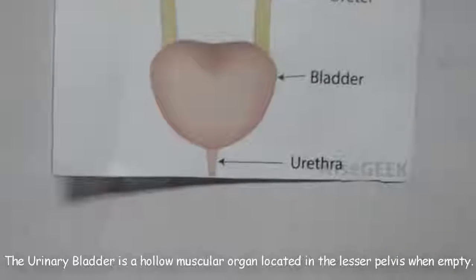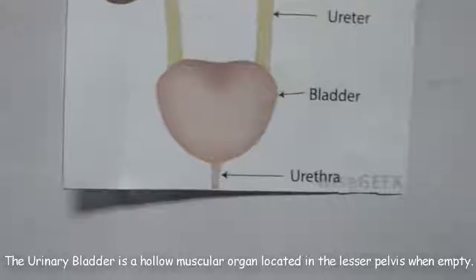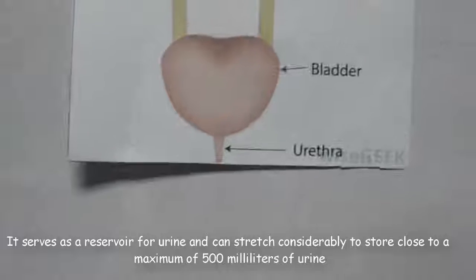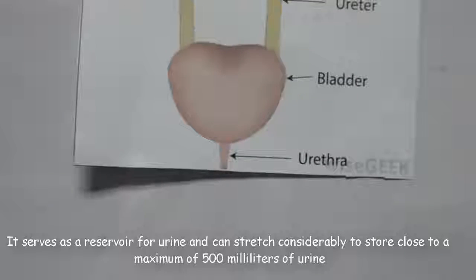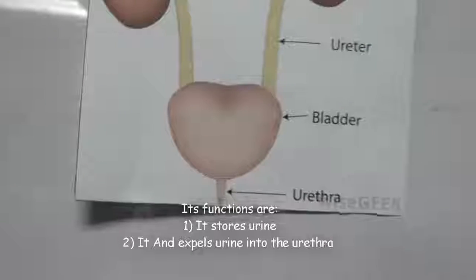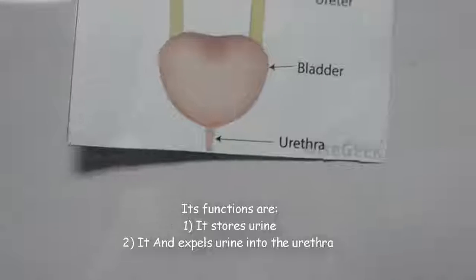The urinary bladder is a hollow muscular organ located in the lesser pelvis when empty. It serves as a reservoir for urine and can stretch considerably to store close to a maximum of 500 milliliters of urine. Its functions are: 1. It stores urine. 2. Expels urine into the urethra.